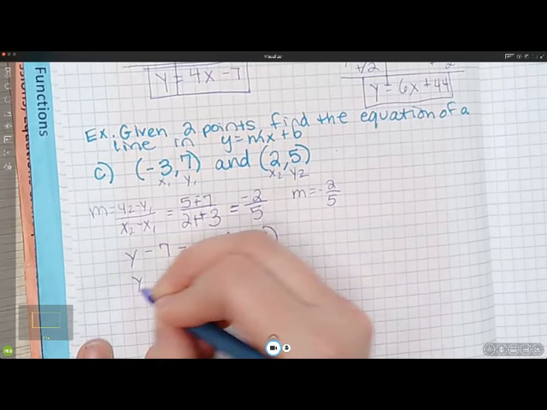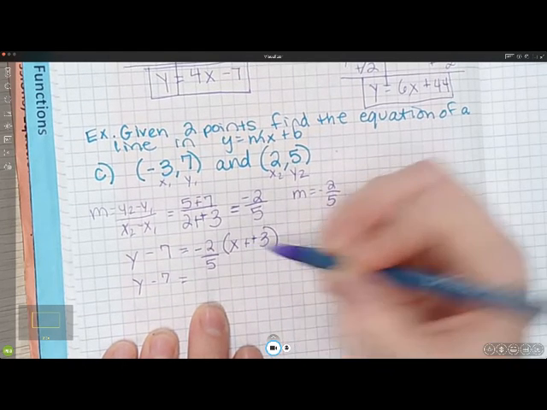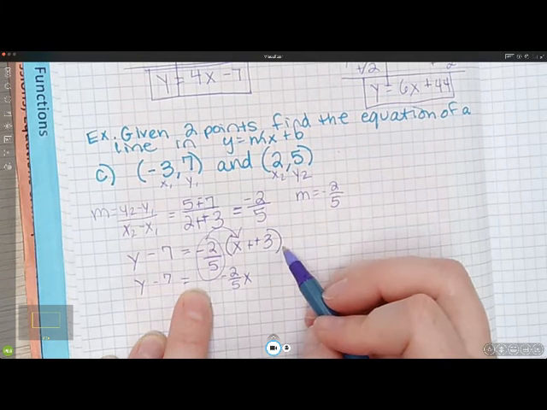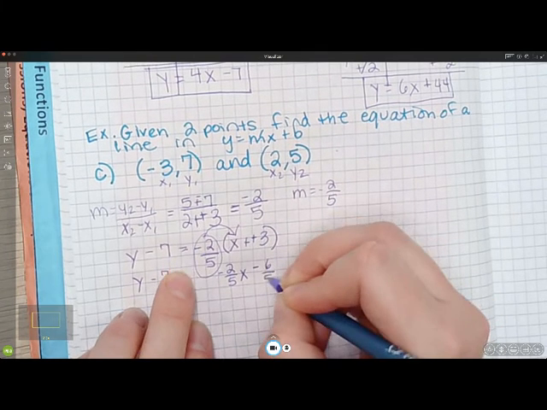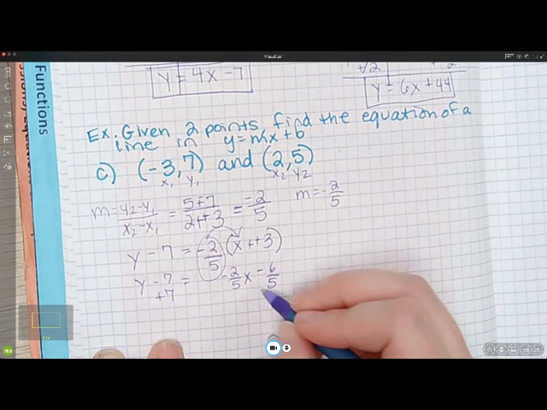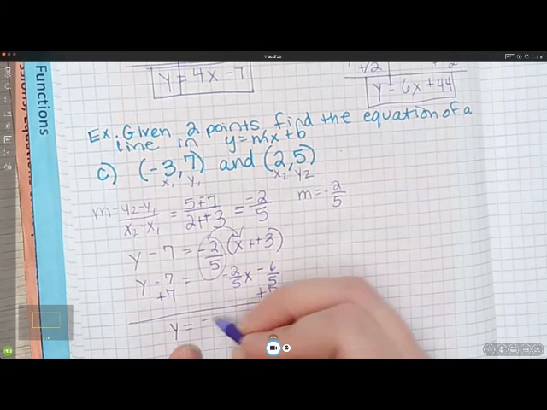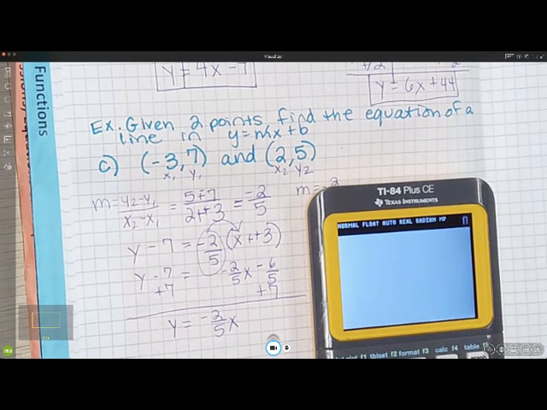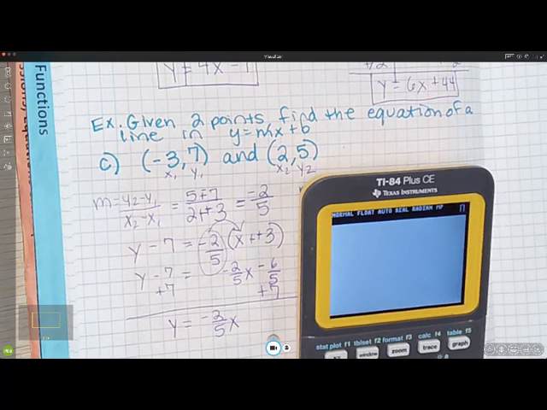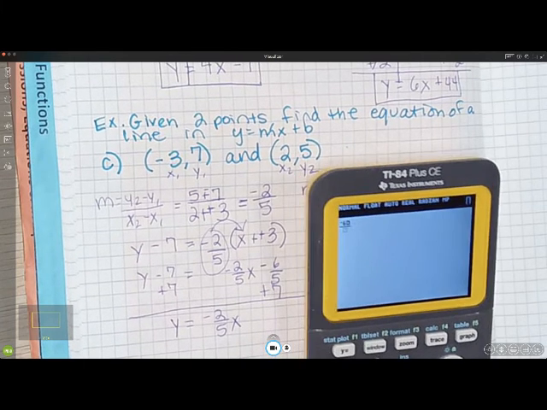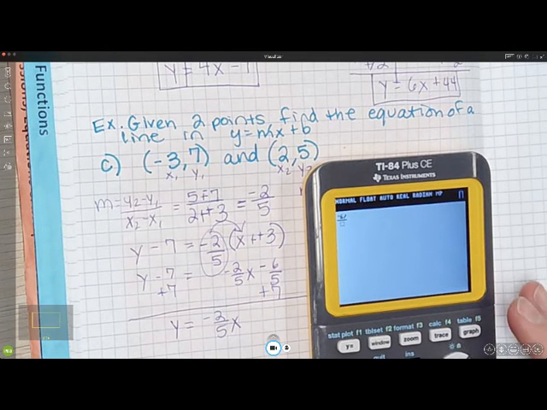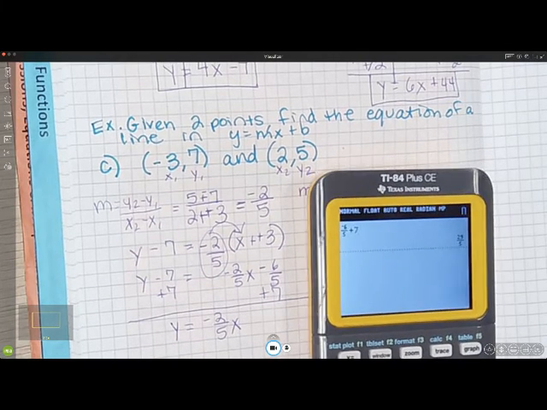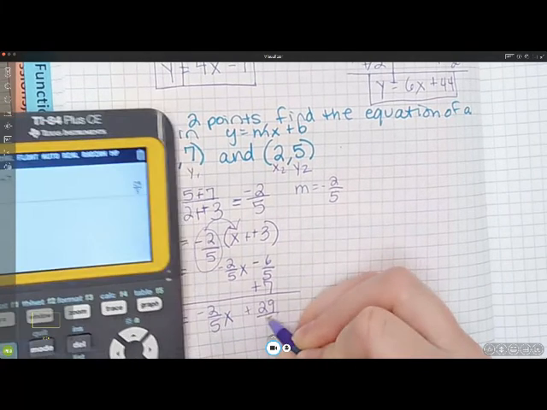Okay, y minus 7 will stay the same, equals, okay, minus a negative, that's going to be plus. I'm not going to rewrite it this time. So negative 2 fifths x. Negative 2 fifths times 3 is negative 6 fifths. We need to plus 7, y equals negative 2 fifths x. I can work that out, but I'm just going to use my calculator. Negative 6 over 5 plus 7. So that's 29 over 5. Plus 29 over 5. So that's my equation.